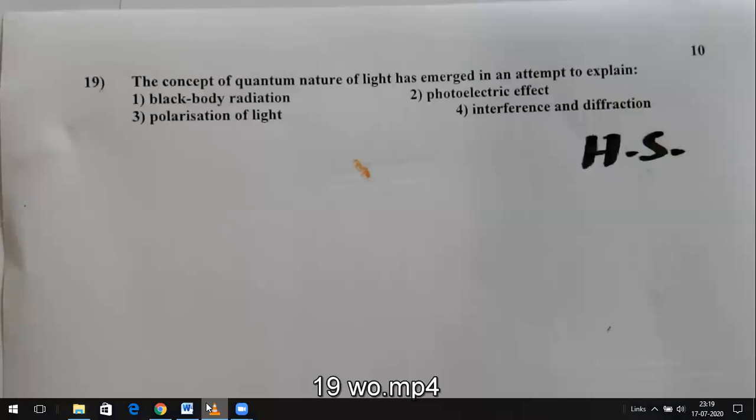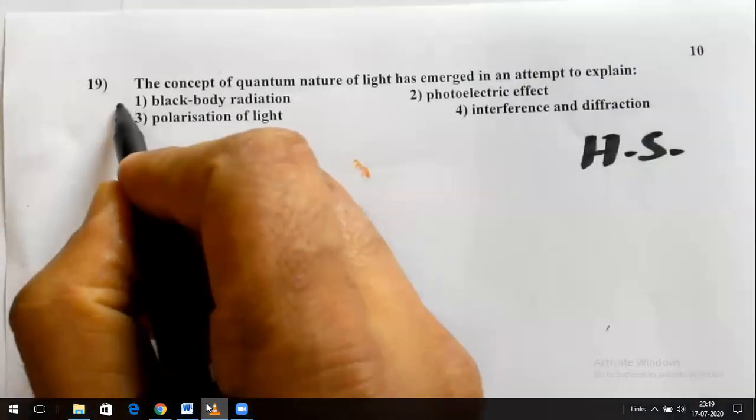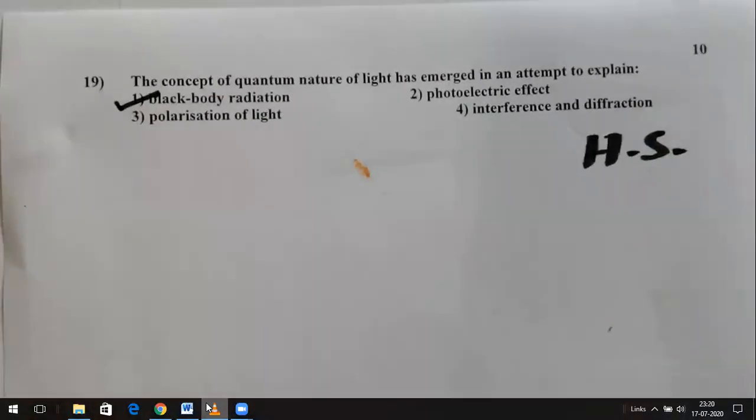The concept of quantum nature of light has emerged as an attempt to explain... Actually, Max Planck proposed quantum theory just to explain black body radiation. Later on, it was used by Albert Einstein for explaining the photoelectric effect also. But initially, it was proposed to explain black body radiation. So option 1.